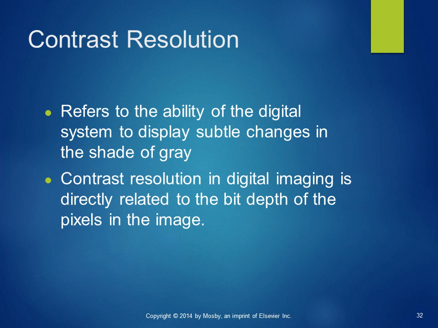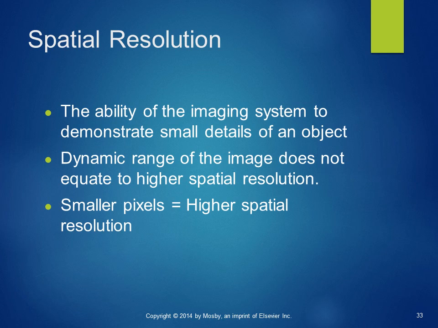Contrast resolution refers to the ability of the digital system to display subtle changes in the shades of gray. Contrast resolution in digital imaging is directly related to the bit depth of a pixel in the image. Spatial resolution is the ability of the imaging system to demonstrate small details of an object. Dynamic range of the image does not equate to higher spatial resolution. Smaller pixels equal higher resolution.